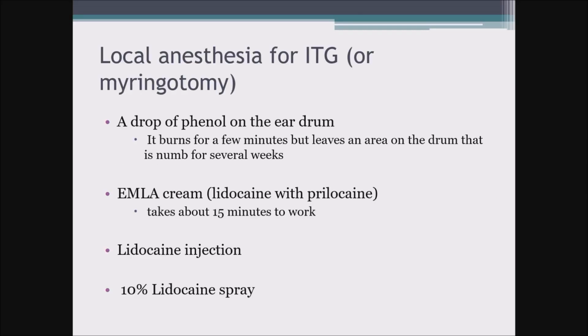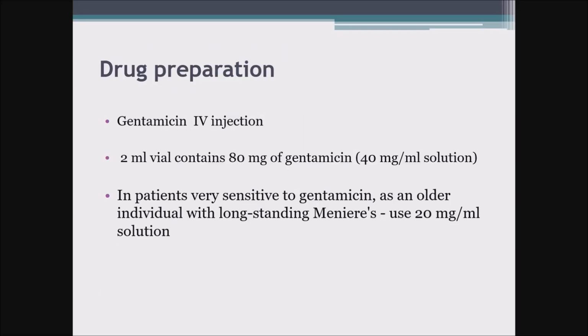For local anesthesia for the intratympanic injection, a drop of phenol can be used, which is very popular. It takes some time to make the eardrum numb, but its effect lasts a few weeks. Another commonly used option is EMLA cream, a combination of lignocaine and prilocaine, which takes about 15 to 30 minutes to work. Lignocaine injection or 10% lignocaine spray can also be used.